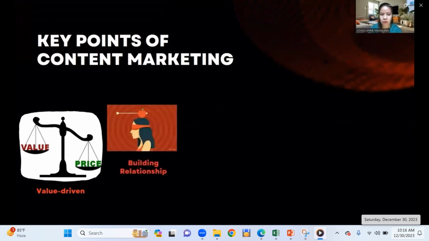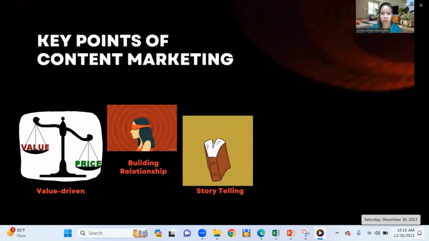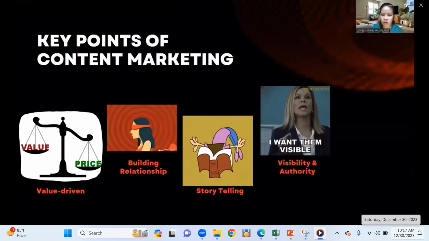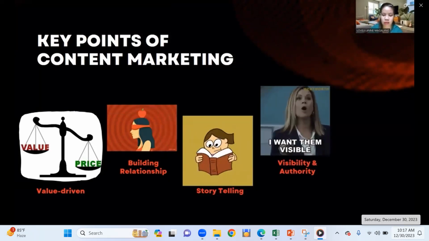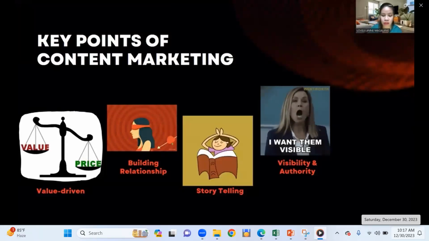Then, one of the key points also is the building relationship. It aims to build long-term relationship with consumers by nurturing trust and loyalty. And next is storytelling. Brands often use storytelling techniques to create a narrative that resonates with the audience and connects them emotionally to the brand. Next is visibility and authority. Consistent and quality content establishes the brand as an authoritative source in industry, boosting its online visibility and credibility.